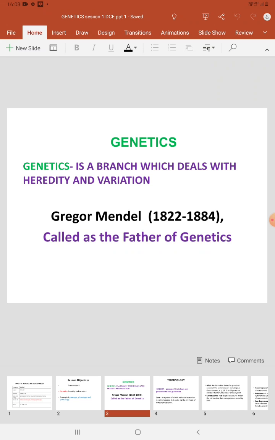Genetics is a branch which deals with heredity and variation. Heredity is nothing but the similarities between the offsprings and the parents. Variation refers to the changes among the organisms. Gregor Mendel is called as the father of genetics. He is an Austrian monk who published his research in 1866, but his great work was identified in 1900 after his death. He is rightly called as the father of genetics.